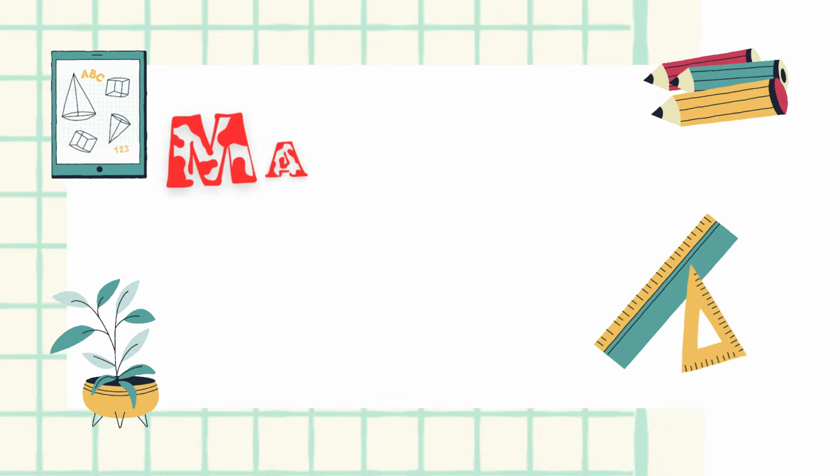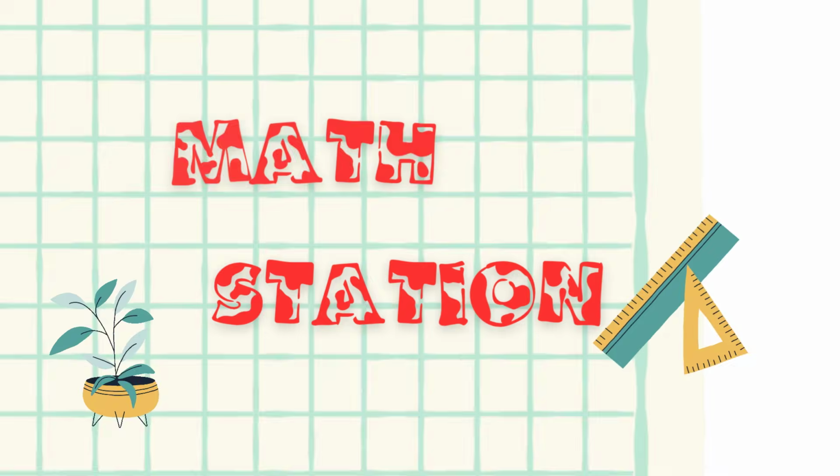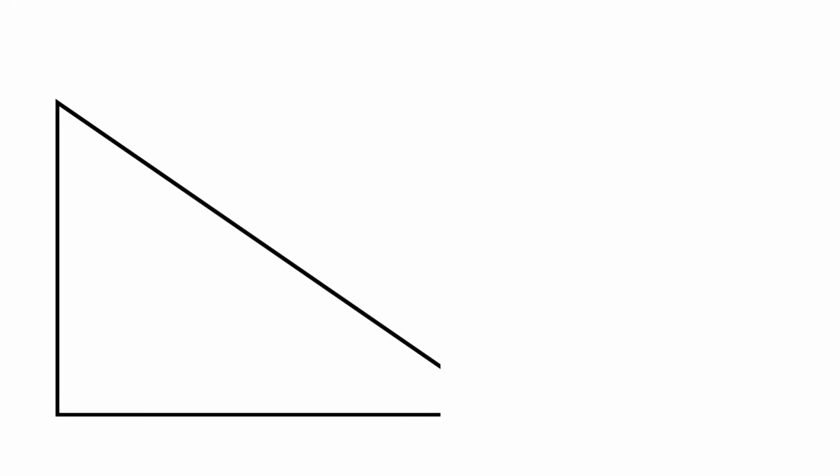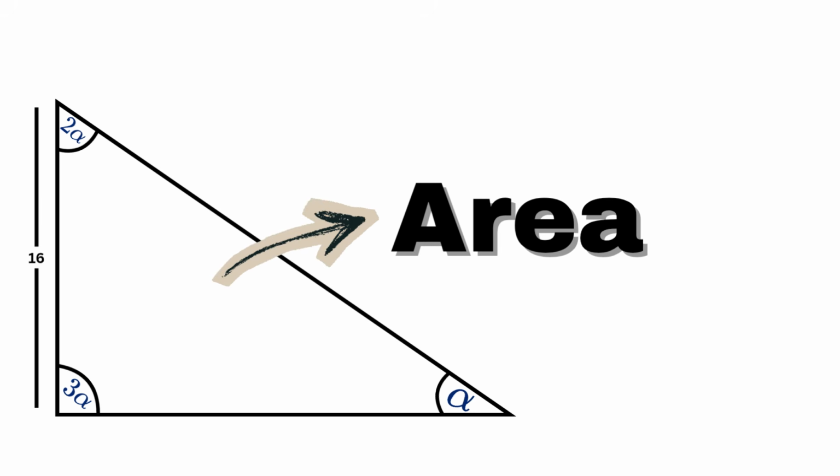Hello and welcome back. Today we have an interesting geometry problem. We are given a triangle having three different angles: alpha, 2 alpha, and 3 alpha. Furthermore, they give us one side length measuring 16 units. Our job is to find out the area of this triangle.